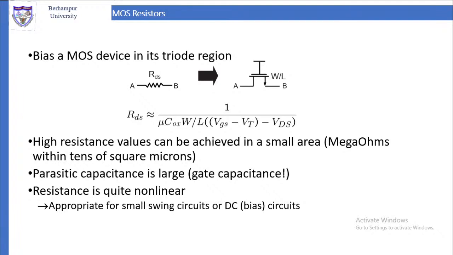Parasitic capacitance is large, because of gate capacitance. Resistance is quite nonlinear. This is appropriate for small swing circuits or DC bias circuits. There you do not require linear resistance. For DC biasing, nonlinearity in resistance is acceptable. So this resistor is suitable for DC biasing circuits, or for high swing circuits because of nonlinearity.